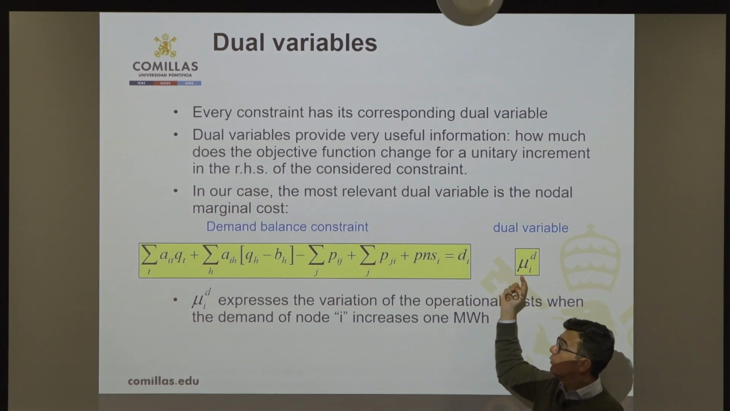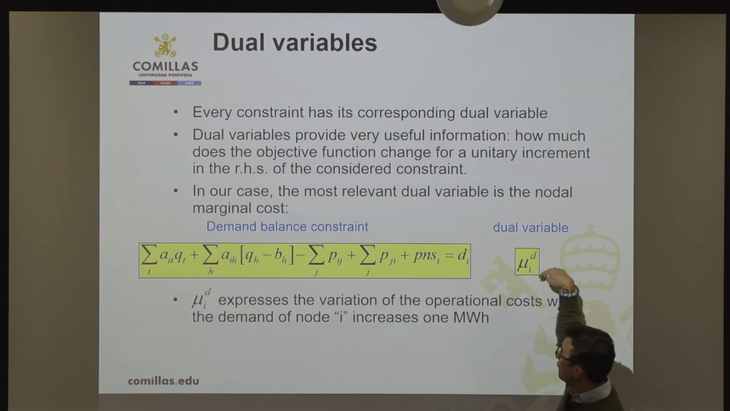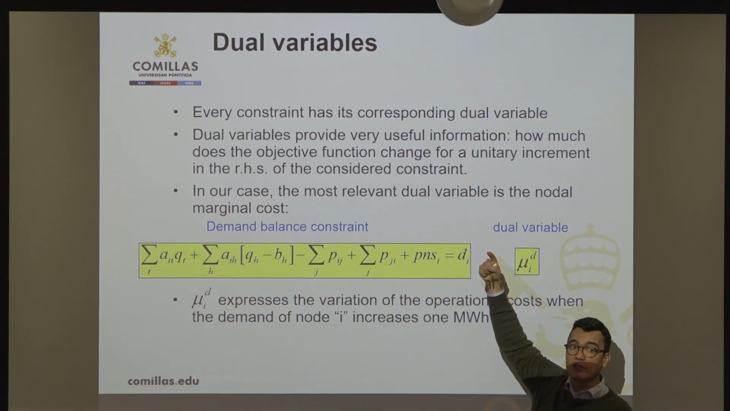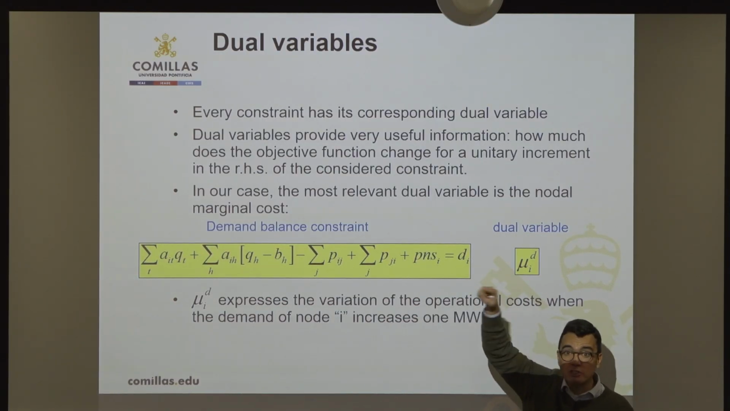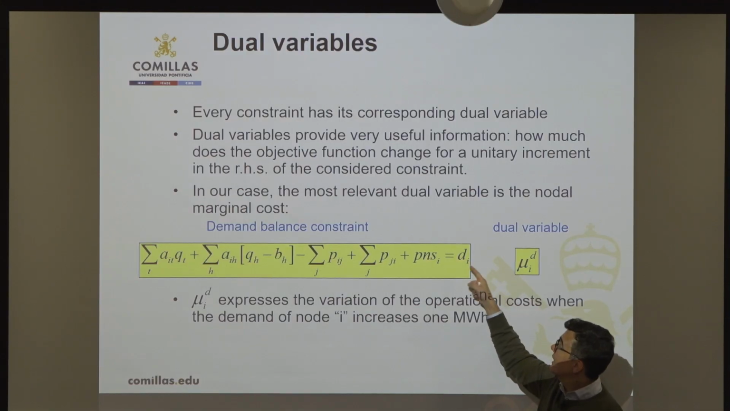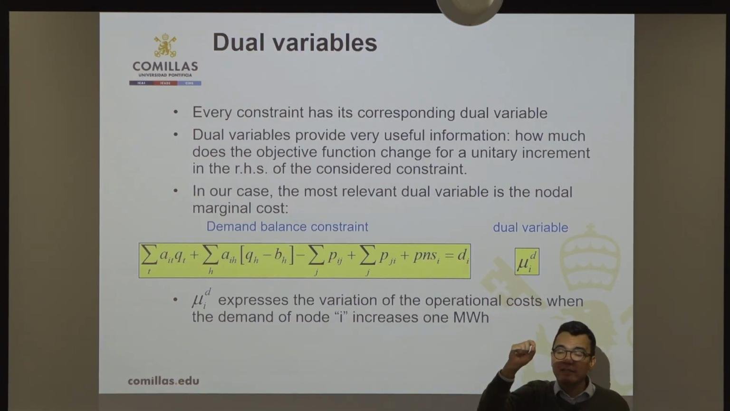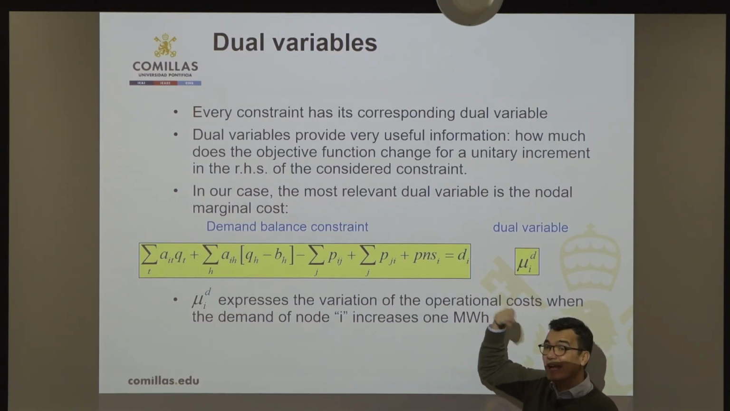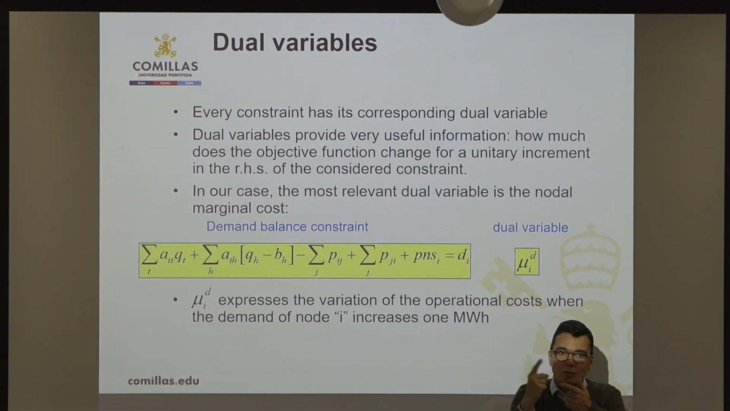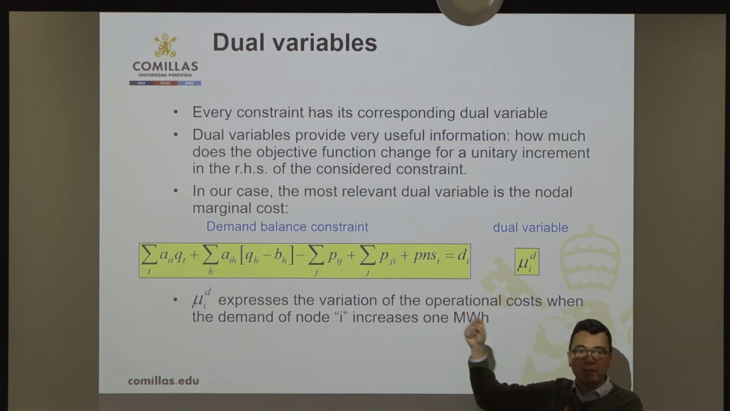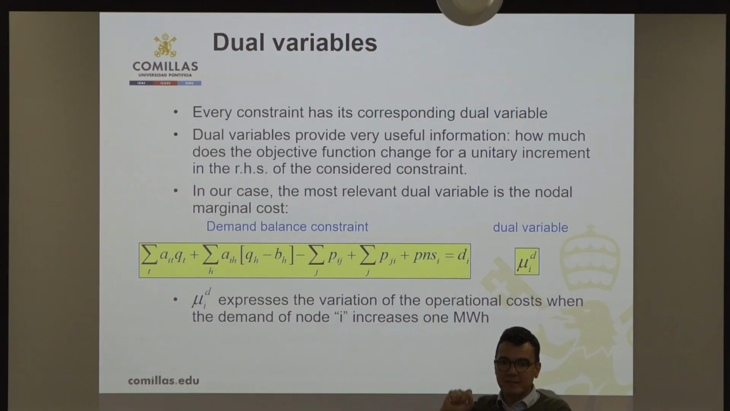So the dual variable of every constraint, formulated for all I, tells me the change in the objective function. The objective function was the total operational cost. What is the change in the objective function if there is an infinitesimal increase in the right-hand side of this equation? So what is the extra cost of having, let's say, 1 extra megawatt of demand in this node? This variable will tell me this impact, okay?